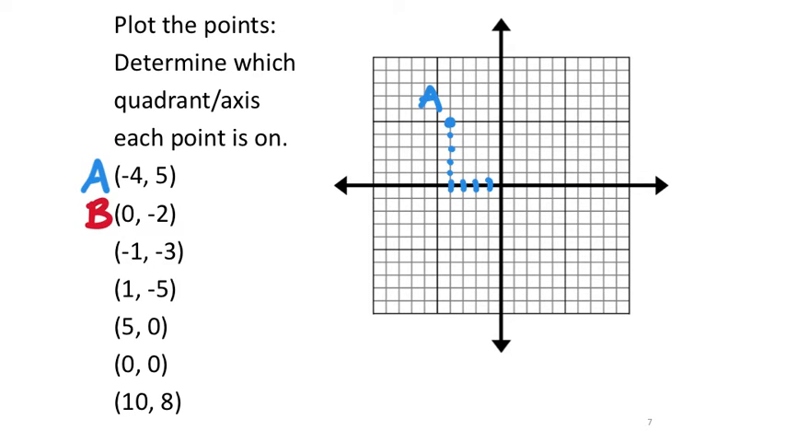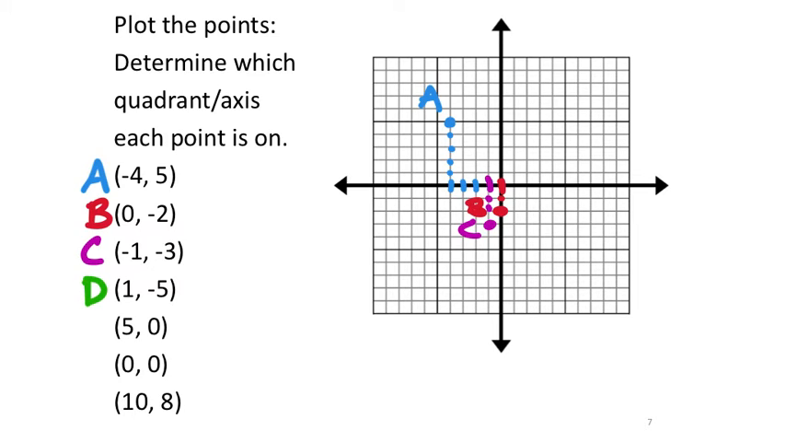Then we'll call this one B at 0, negative 2. So x is 0. There's 0 for x's. And then down 2, because it's negative, I found it. Make that a B. And then this one, C, negative 1, negative 3. So there's negative 1. Down 3, because I went left 1 on the x. That's negative 1. Now down 3 for the y's. 1, 2, 3. Boom. There is C. Pretty close to B right there.